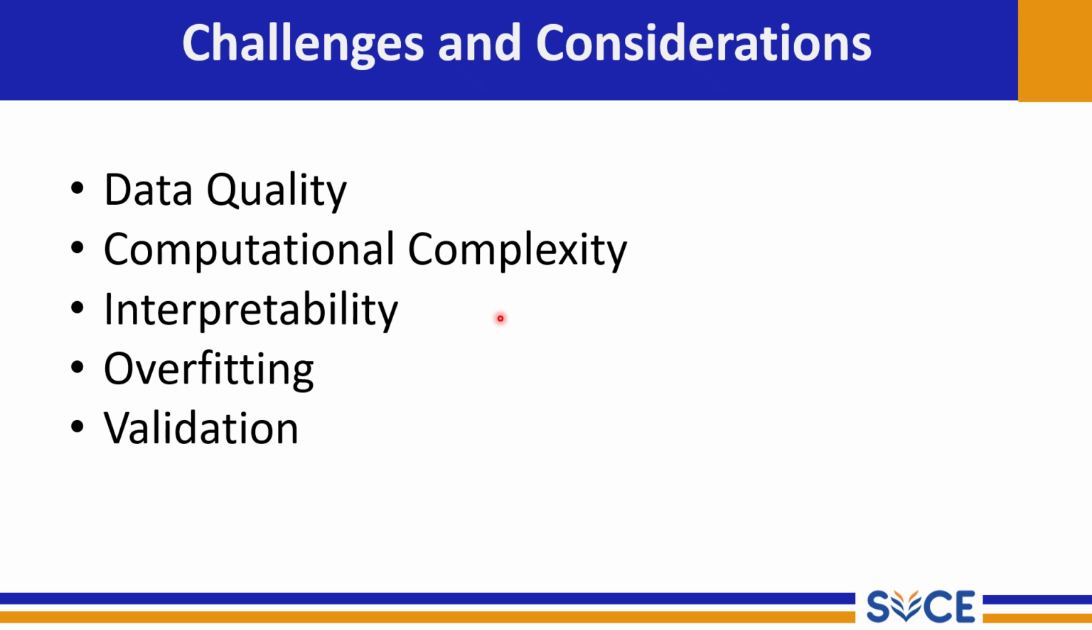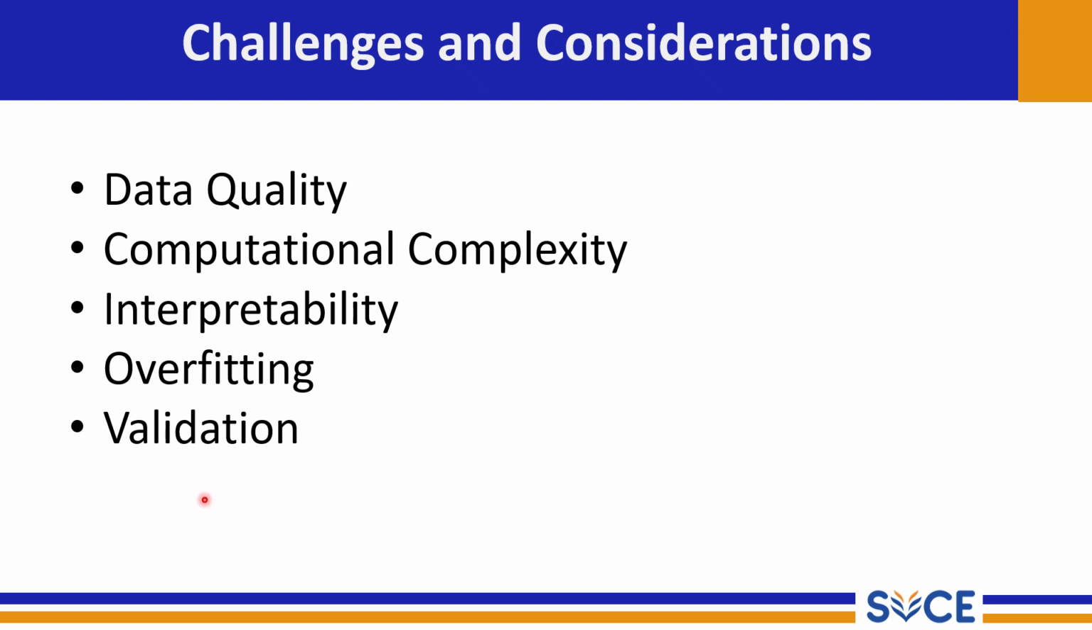And the next one, that is overfitting. Machine learning models can overfit the data, leading to the identification of spurious components. So it is important to use appropriate regularization techniques to prevent this kind of overfitting.